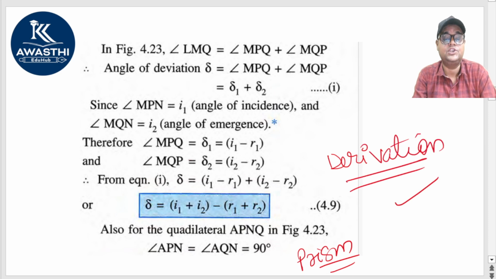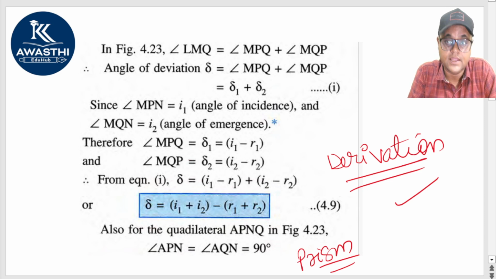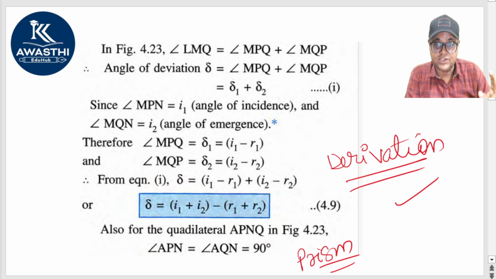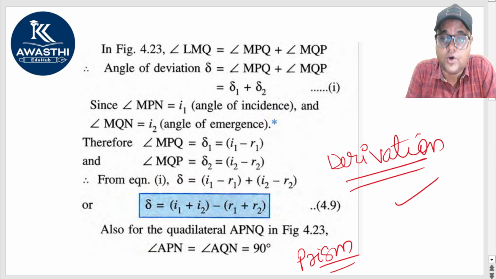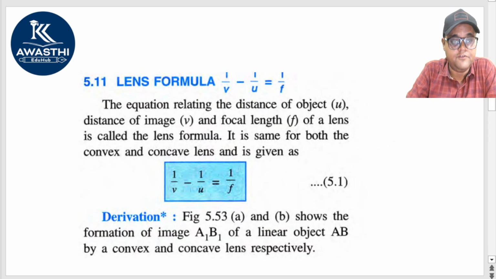They will not ask you to derive this prism formula. This is for minimum deviation. The properties, the conditions, the graphs, all are there in the syllabus, just that the derivation of this formula is not there. So make sure you save your time.